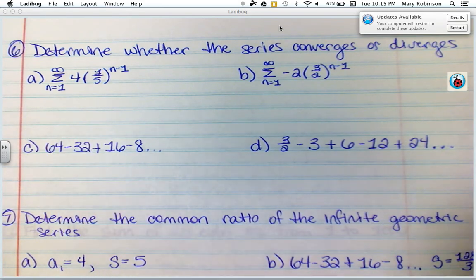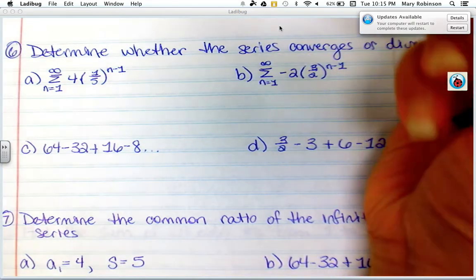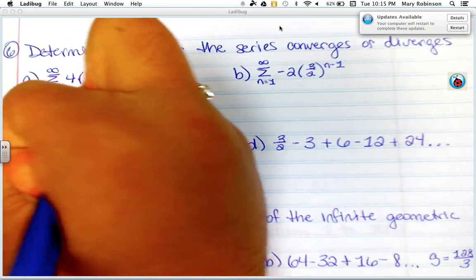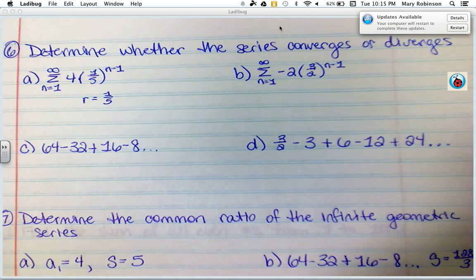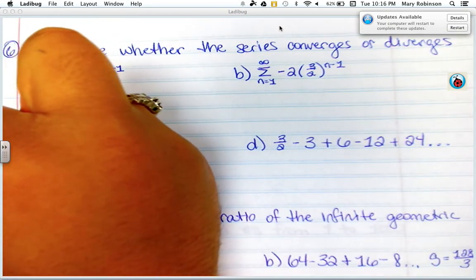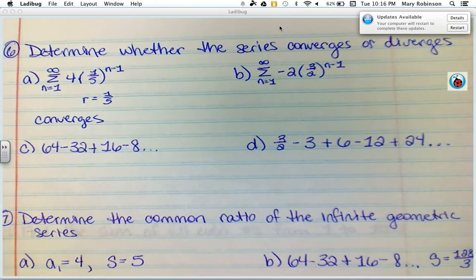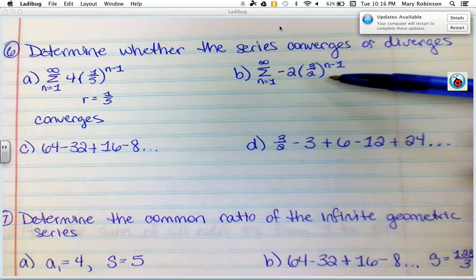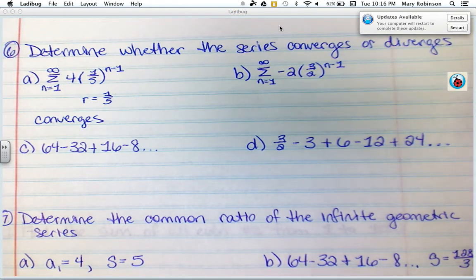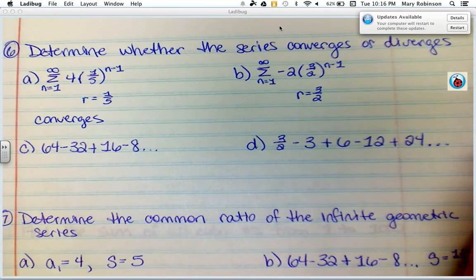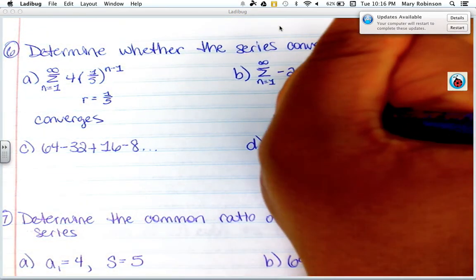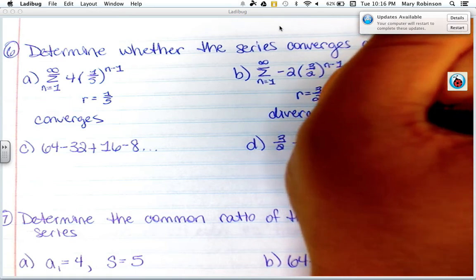Alright, so in A, our R value is 1/5. So 1/5 is in between -1 and 1. So that means that the series converges. In letter B, your R value is 3/2. 3/2 is not in between -1 and 1. So the series diverges.